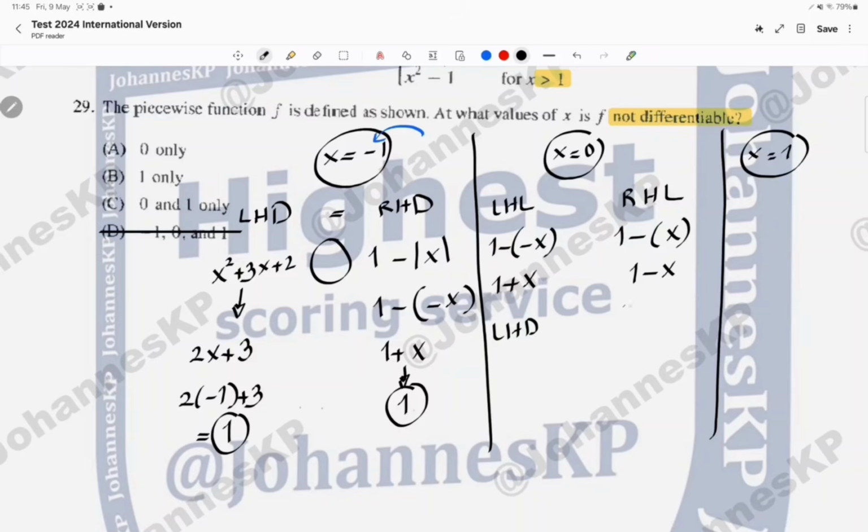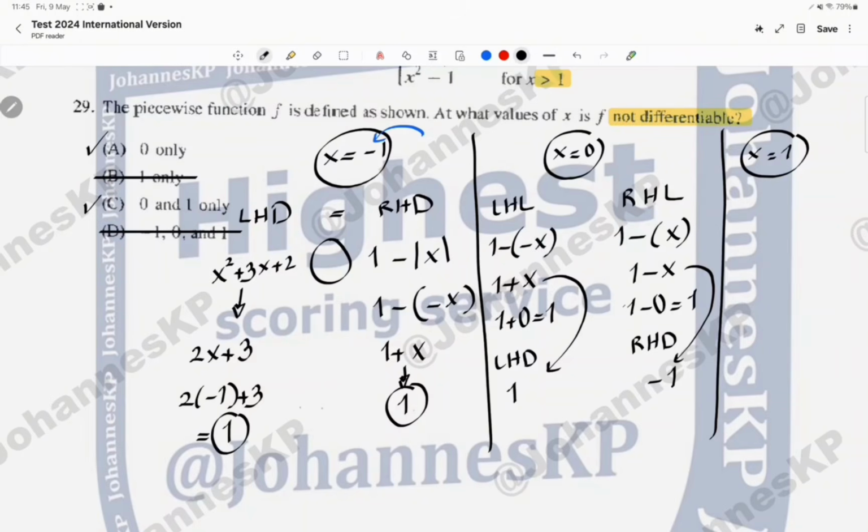Let's make sure it's continuous first. So plug in 0. 1 plus 0 is 1. 1 minus 0 is 1. So it is continuous. But is it differentiable or not? Let's check. Left-hand derivative, right-hand derivative. If you differentiate this one, it becomes a 1. Differentiate this one, it becomes a minus 1. Are they equal to each other? No. So it's not differentiable at 0. So it has to be either A or C, but not B.